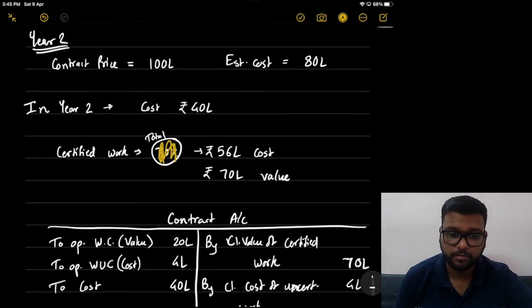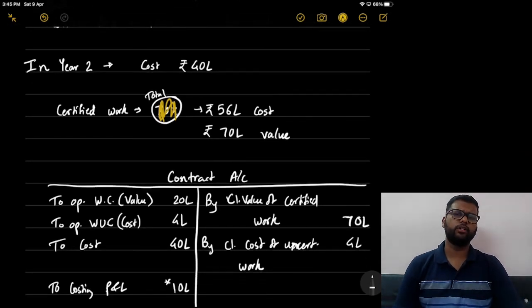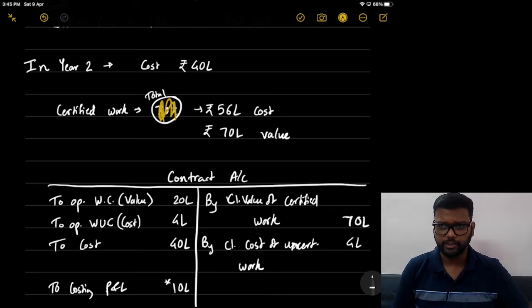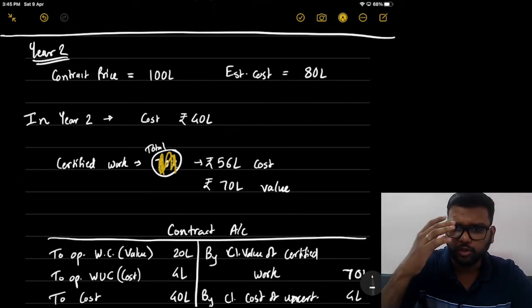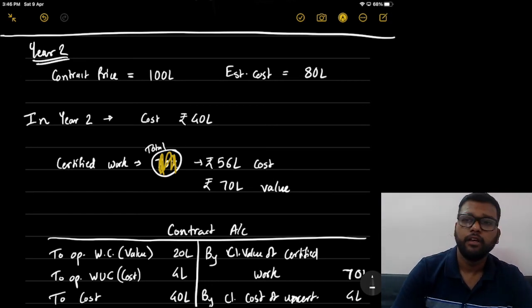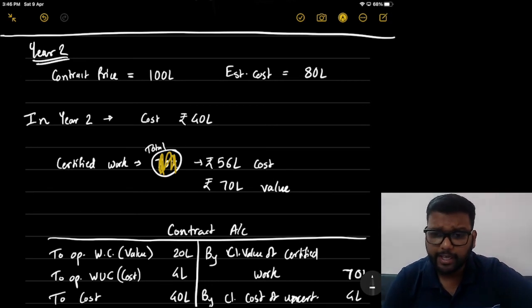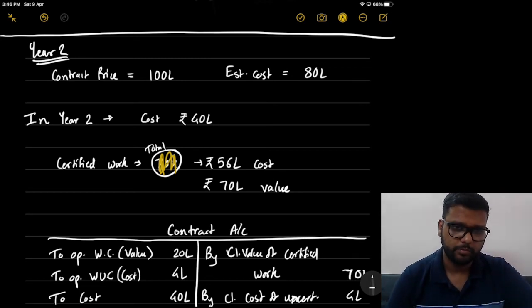Sir, please repeat the second year a little. Okay. In second year, let's concentrate. Let's understand it again. In second year, we incurred 40 lakhs extra cost.